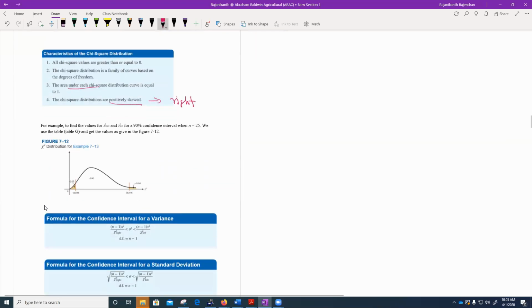Now let's see about the chi-square values. How do you find the chi-square values? Suppose you know the right area, and say this is your chi-square curve. Say this is my right area, and you know this area, say this is 0.05. If you know the right area, then we could find the corresponding chi-square value. So how do you find this chi-square value? You could use the table to find this corresponding value.